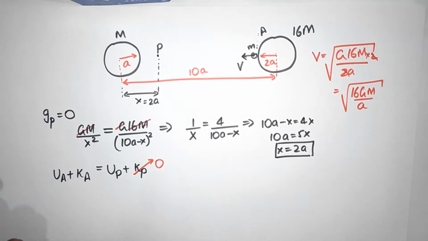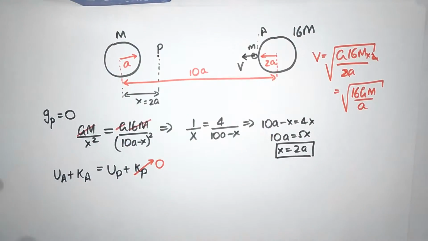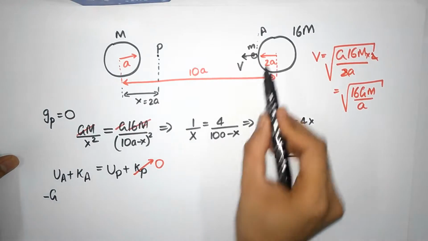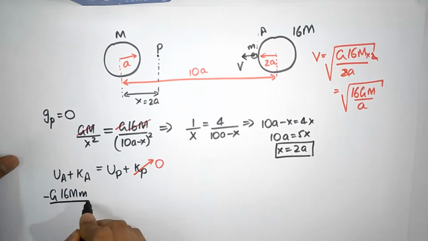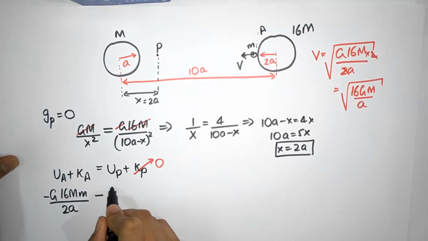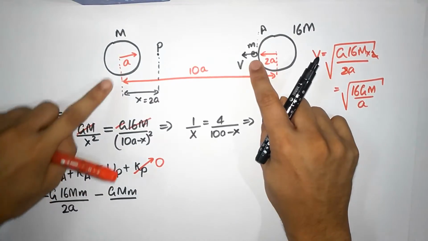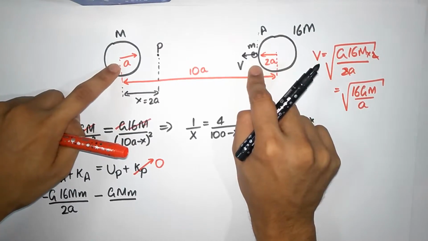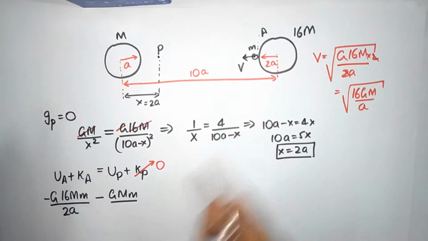What's the potential energy at A? Well, the potential energy for this object is due to these two planets, one due to this planet, another due to that planet. We know the formula for potential energy, right? So that's going to be minus G. I'm going to first start with this planet: 16m into small m divided by 2a. Then the potential energy due to this planet: minus G into m into small m divided by this distance. Well, this is 2a and this whole thing is 10a, so from here to here must be 8a. I hope you can see that. So that's going to be 8a.